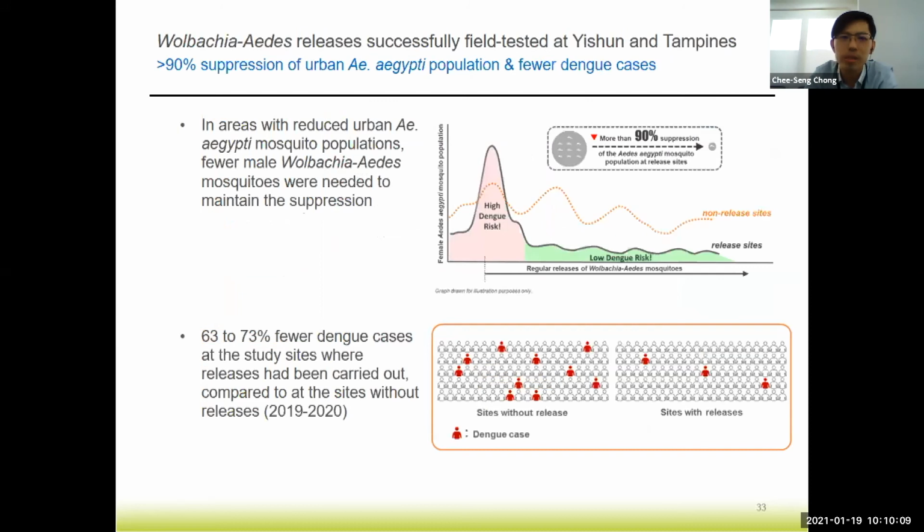So as you can see in the video, just to emphasize here that we have really seen very good suppression of our urban Aedes aegypti population in our release location. And what we saw in some of our study locations is that there is a reduction in dengue cases of up to 70% in our location as well. So that is really very encouraging, and that's why we are pushing ahead to bring these releases to more locations as well.